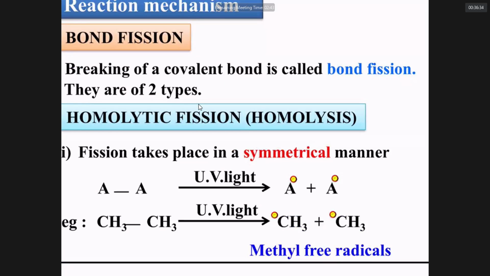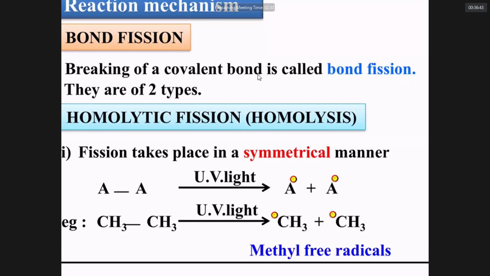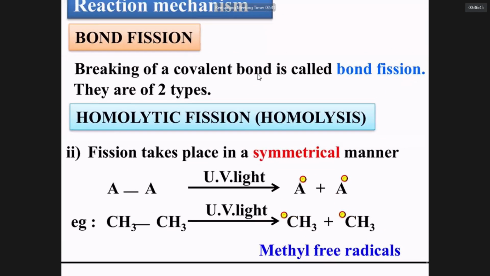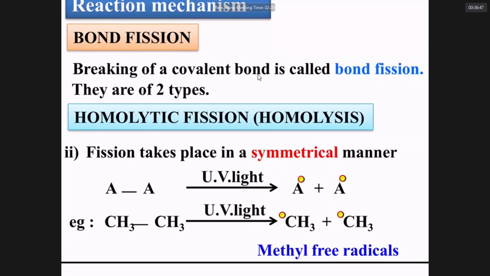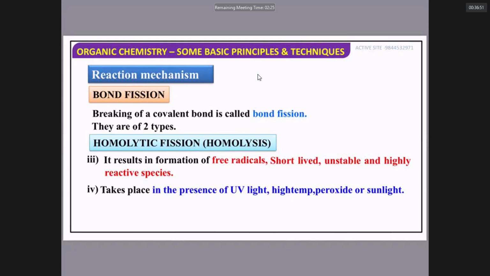UV light can bring about symmetric breakage of a bond. So A is getting one electron, A is getting one electron. The fellow getting one electron is called free radical. Ethane undergoing homolytic fission, you get two methyl free radicals. Homolytic fission requires less energy. It happens in presence of light or peroxide.